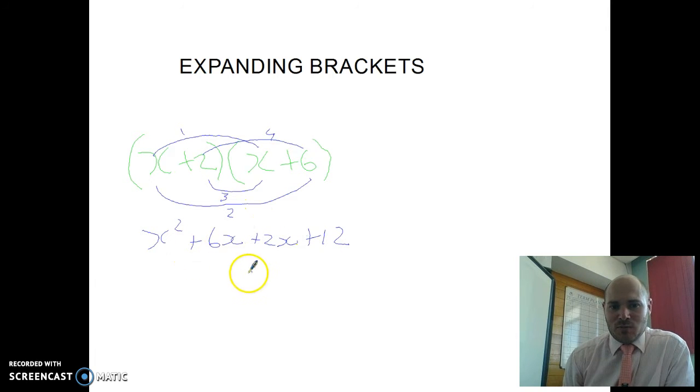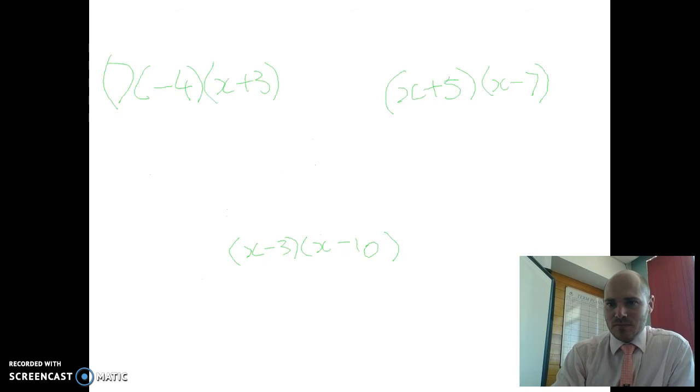And I collect my like terms now. So x squared stands on its own. I have 6x and 2x, which together gives me 8x, and my constant stays as it is. So that's our simple expanding brackets. And so we just have a look at when we add negatives, and we look at the whole term.